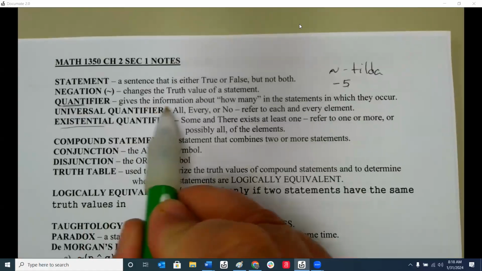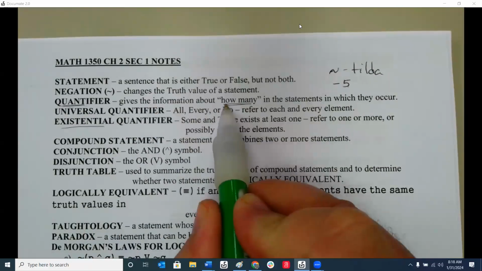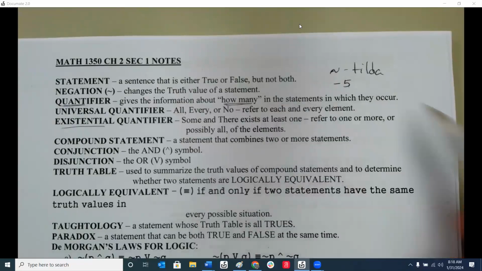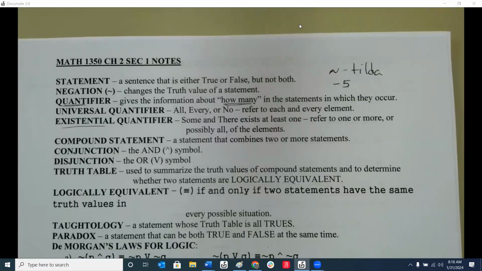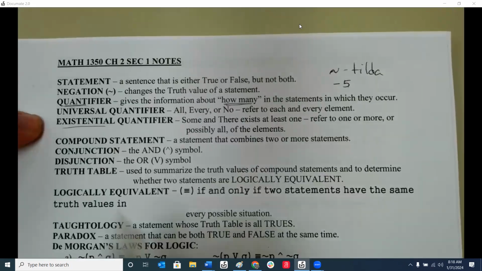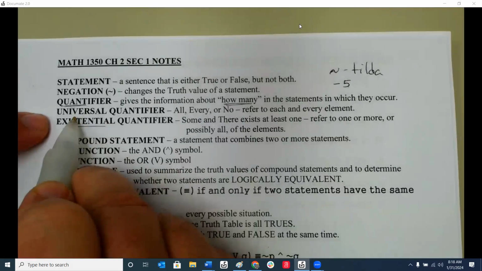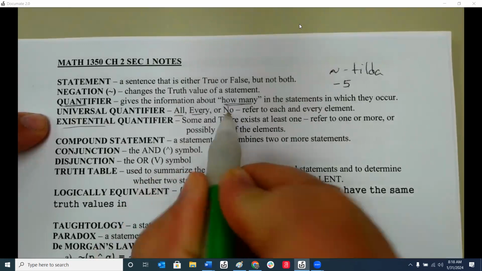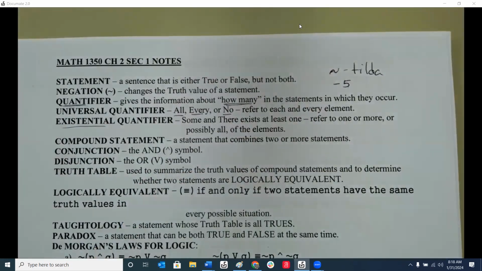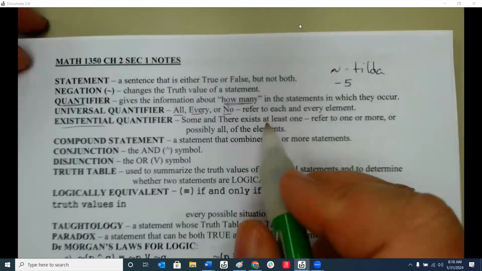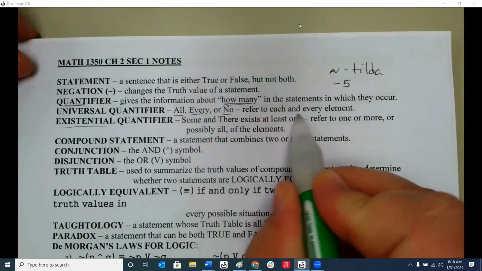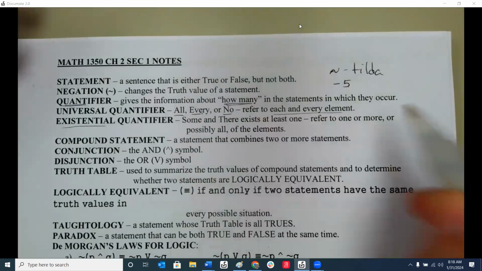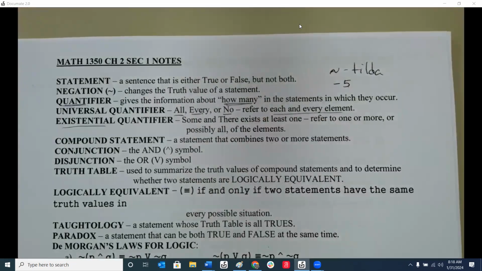Quantifiers give the information about how many in the statement in which they occur. So the quantitative is the numerical value of it. Universal quantifier: these are all, every, or no. That deals with everything in what we're talking about in our universe there. They refer to each and every element in your set. Because we're going to look at sets now to define these things.